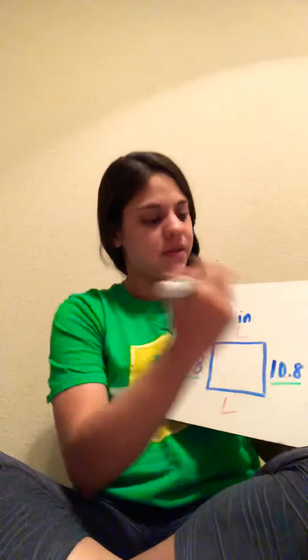8 plus 8 would be 16. Carry the 1. 0 plus 0 plus 1 is 1. And then 1 plus 1 is 2. So I have 21 and 6/10. That's my total for both sides. Okay. So now width plus width gave me 21 and 6/10.